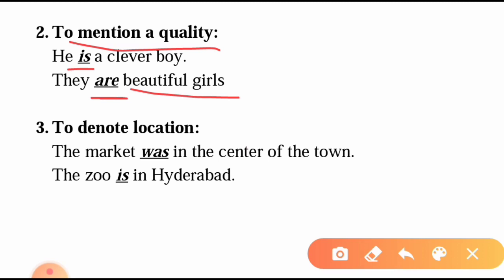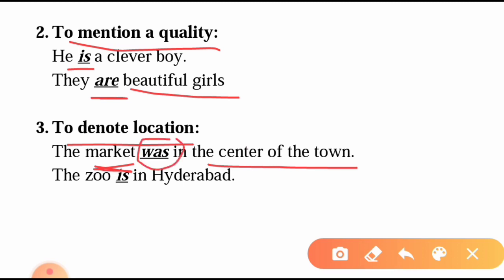The third use could be when you are denoting location. For denoting location, we have to use verb to be. You can see the market was in the center of the town. So now you are denoting the location of the market, which was in the center of the town. So in this sentence, for showing location, you have to use verb to be, which is was here.